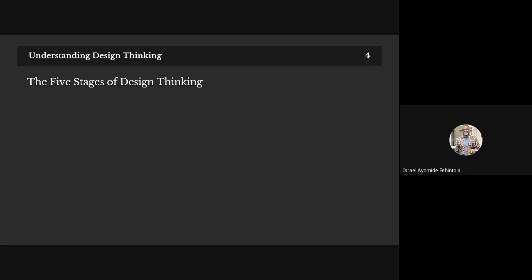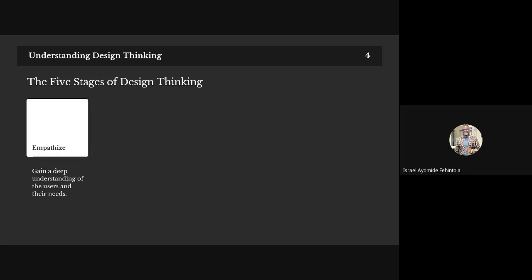The d.school at Stanford University actually introduced design thinking, and according to them, design thinking has 5 stages. So you might read some other work that says design thinking has 3 stages. It's still the same. Everything is the same. It's just the way it is split. Some will say investigation, ideation, and experimentation. But for us in this class, we'll be looking at 5 stages.